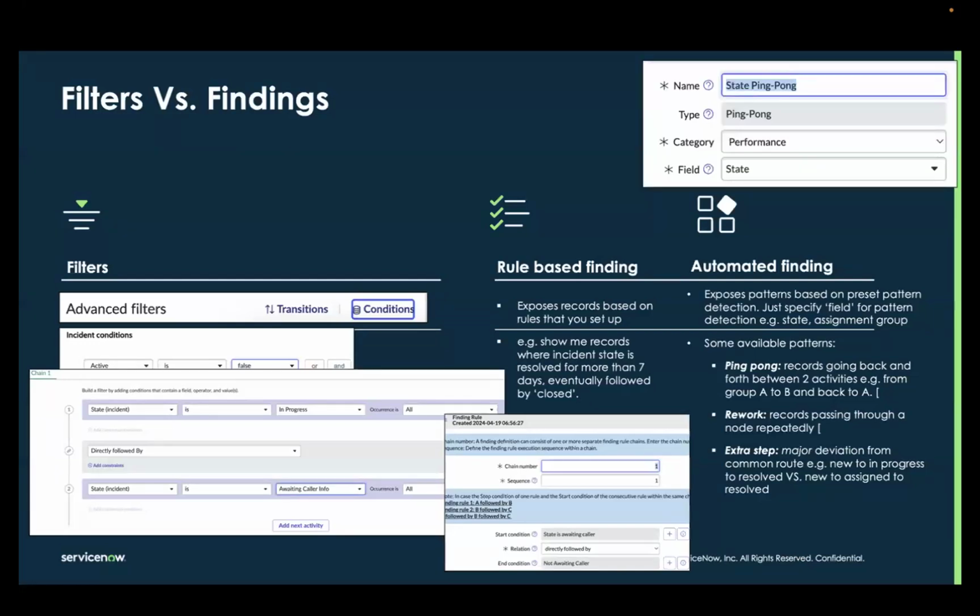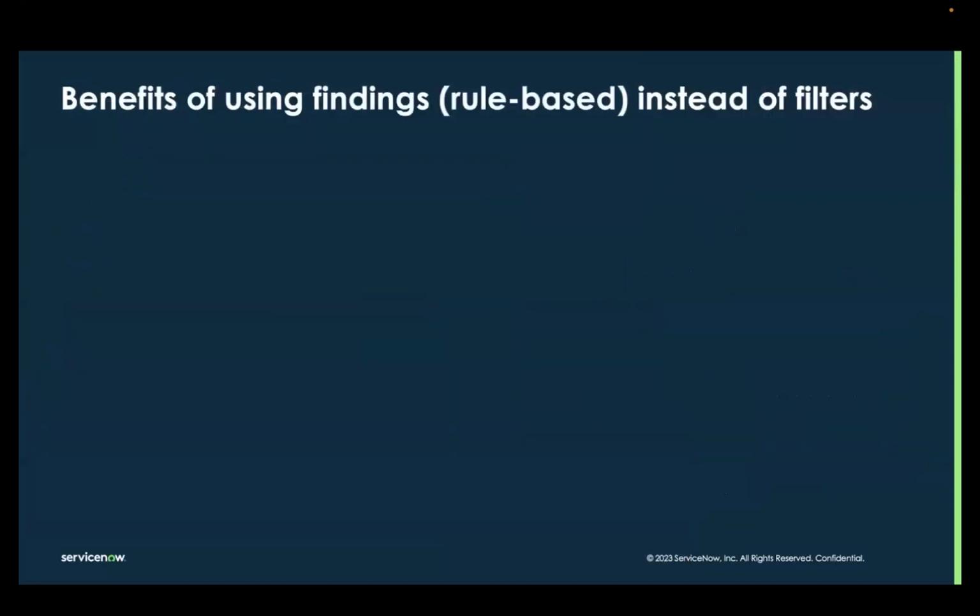So for automated findings, you just have to specify which field you want that pattern to be detected on. In this screenshot here, it's the state field, but you could literally specify any field, like assignment group, to detect those patterns on. So that's the difference between rule-based findings, where you specify the rules, and automated findings, where we give you out of the box, you just specify the field, and that's it. Today, we're not going to talk about automated findings at all. We're not going there. We are just going to talk about how to convert my filters into rule-based findings, and that's it. But why would you want to do that?